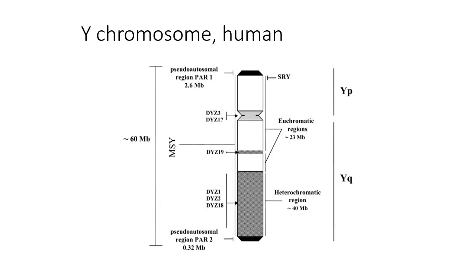Okay, so here's a picture of the Y chromosome again, showing the pseudoautosomal region on one end of the chromosome. Now, immediately adjacent to that is the SRY region, which is the sex determination region of the Y chromosome.